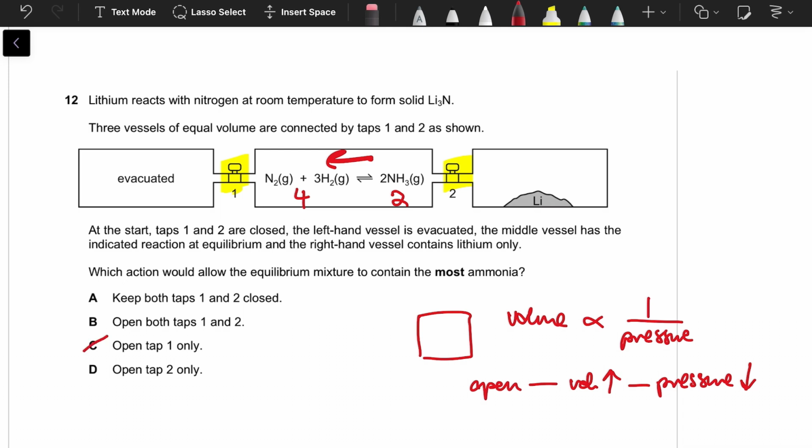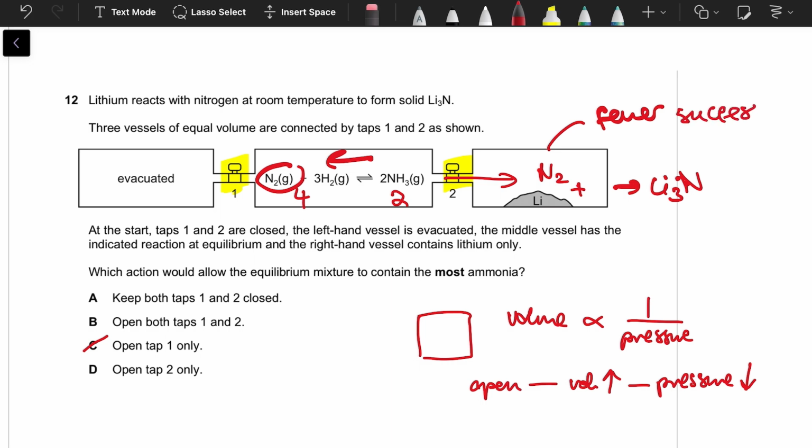Now, what happens if we only open tap 2? Not only will we have less ammonia, we'll have much less ammonia, because some of the nitrogen is going to flow into here, and it's going to react with the lithium, and give us Li3N. What that means is there's going to be fewer nitrogen molecules to react with hydrogen to form ammonia. This will also mean fewer successful collisions because we have fewer reactants per unit volume.